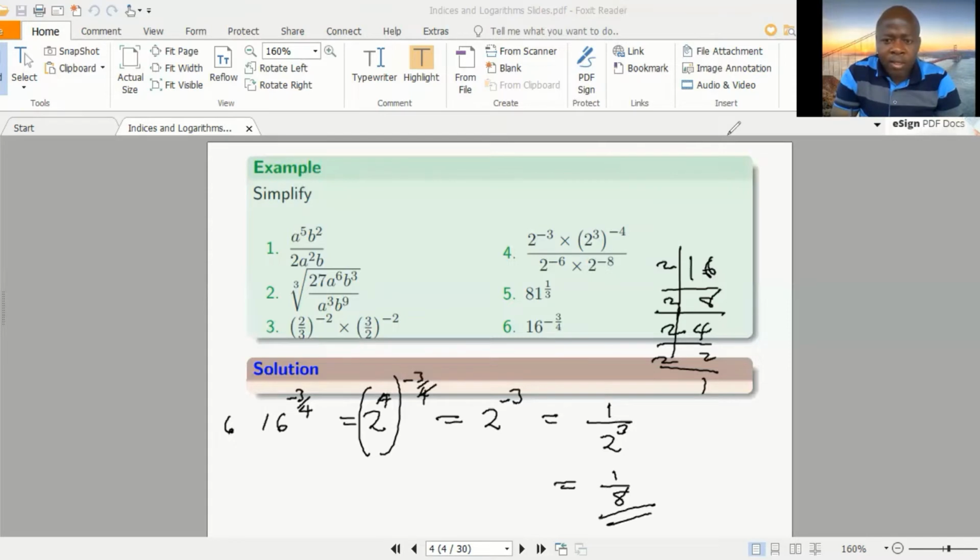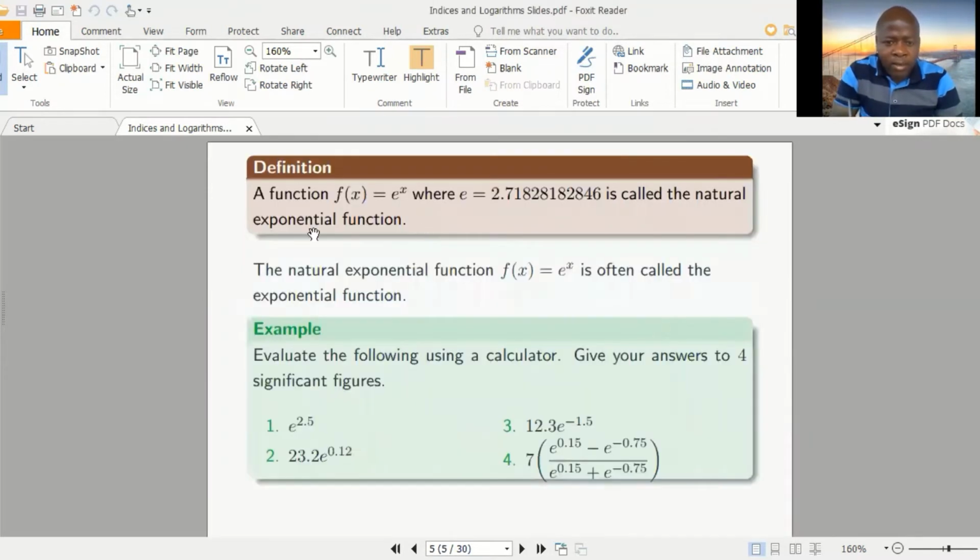Now let's look at the next concept. The next concept is the concept of the natural exponential function. Now we've been talking of indices, and I've said that we can have a number like 2 raised to another number, and that here the base is 2 and 5 is the index. And I also talked of, for example, if I have this, then 7 is the base and x is the index. What about the natural exponential function?